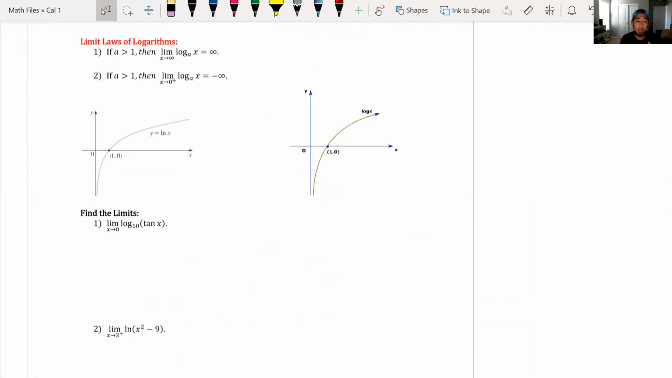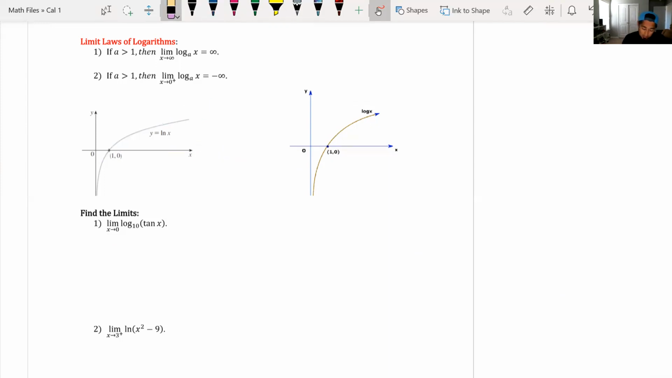And these apply for natural logs as well. So, number 1, if a is bigger than 1, then the limit as x approaches infinity of log base a of x is headed towards infinity, as you see down here. As x heads towards infinity, your y values are also headed towards infinity.